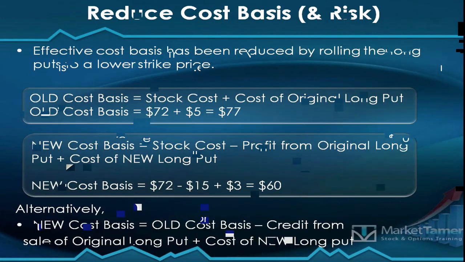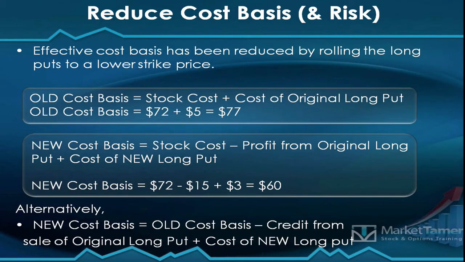Our cost basis has now been reduced. The new cost basis, $72 is what we paid for the stock, minus $15 because we made profit on our put, and we also paid $3 for the new put. So now we're looking at $60 cost basis. I do understand that it's still higher than where the stock is trading, but that's okay.